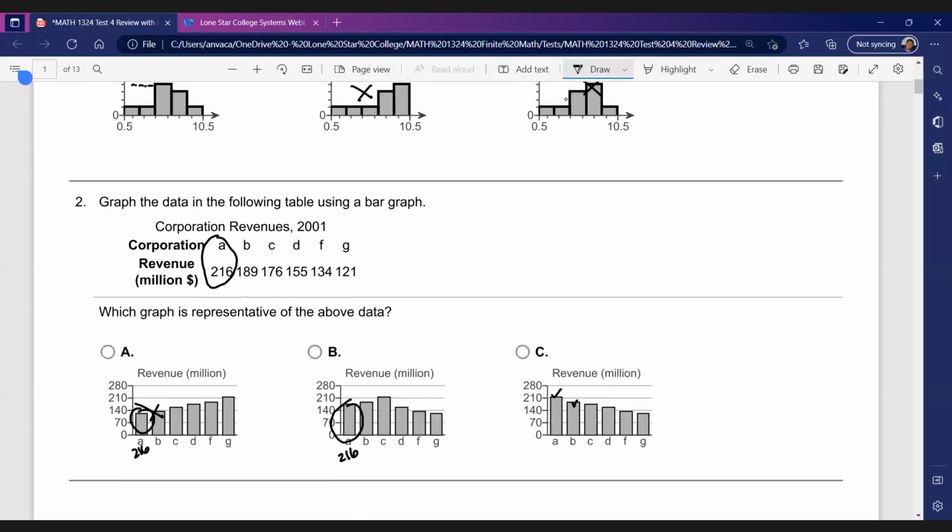189, 176, 155. That looks about right. This is under 140. So okay. Yeah, we're going with C here.